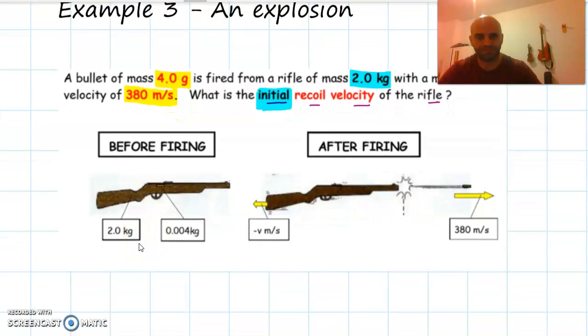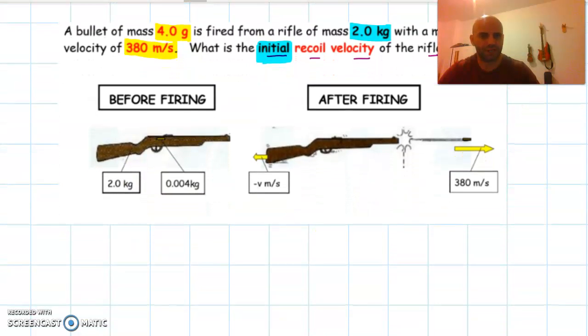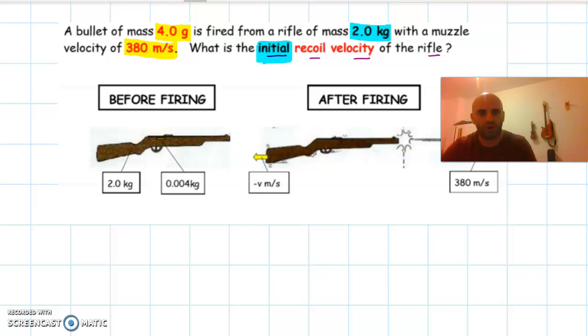Okay, so we've got our data listed. Now I'm just going to make a proper list. I've got mass. I'm going to use B for the bullet. The mass of the bullet is 4.0 grams. I'm actually not going to use scientific notation on this because I don't want to complicate things as much as I can. So that's 0.004 kilograms. They actually give us that in the question.